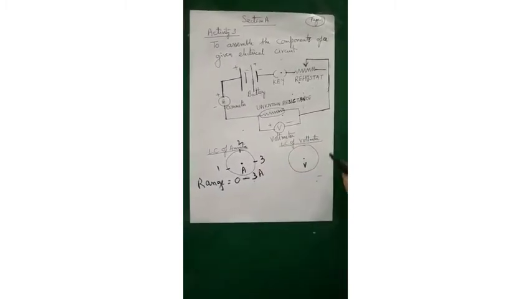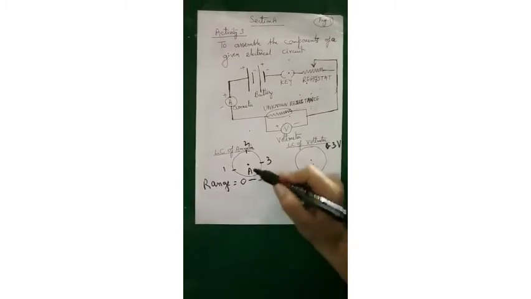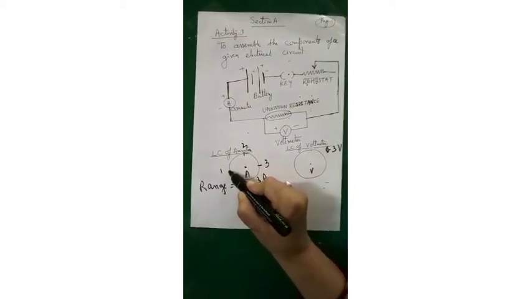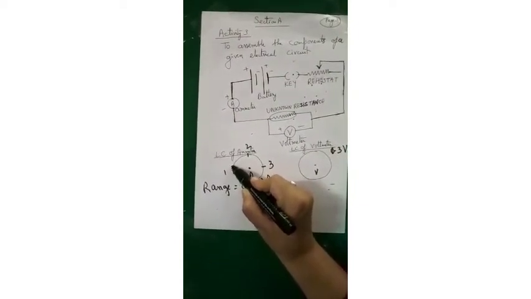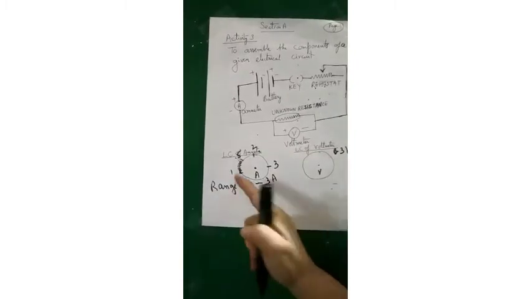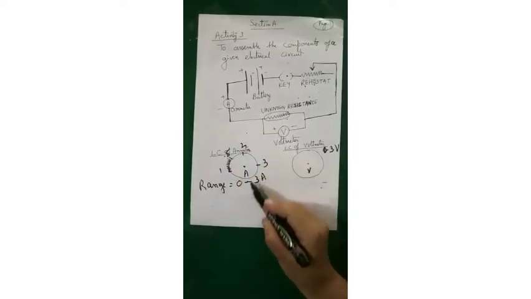Similarly for the voltmeter the range is 0 to 3 volts. This is 0 to 3 amperes. Now I have shown you that there are 10 small divisions: 1, 2, 3, 4, 5, 6, 7, 8, 9, 10, and 0.5 is written here. So that means we can find the least count of the ammeter.